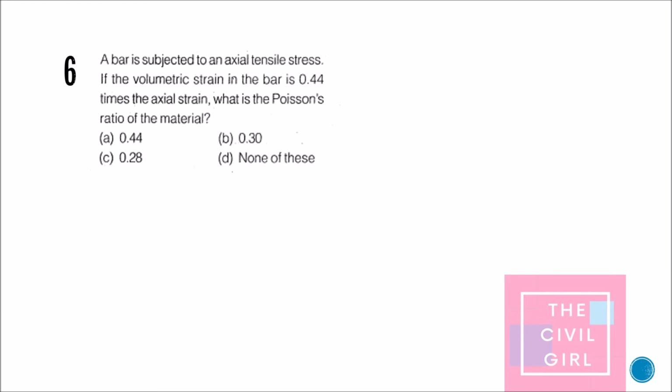Next question, a bar is subjected to an axial tensile stress. If the volumetric strain of the bar is 0.44 times the axial strain, what is the Poisson's ratio of the material? It is subjected to axial tensile stress, which means only in one direction the stress is there. Say it happens only in the sigma x direction. In sigma y and sigma z direction it is equal to 0. They have also given that volumetric strain is equal to 0.44 times the axial strain. Let me take epsilon x here, because there is only one direction, I am assuming it to be in the x direction.